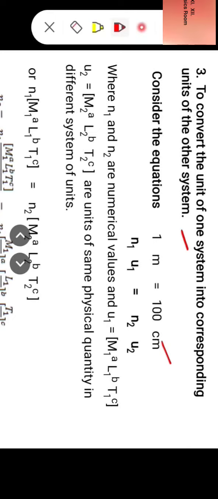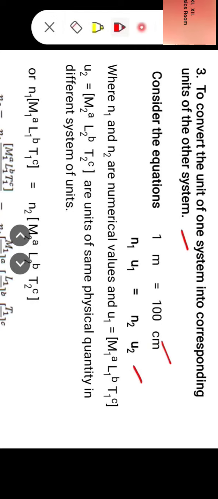So in the parallel equation we have N1 U1 equal to N2 U2, where N1 corresponds to numerical value 1 and U1 corresponds to the MKS system, and N2 corresponds to numerical value 100 and U2 corresponds to the CGS system. These are two parallel equations where we can compare the meanings of N1, N2 and U1, U2. Now let us see the text.